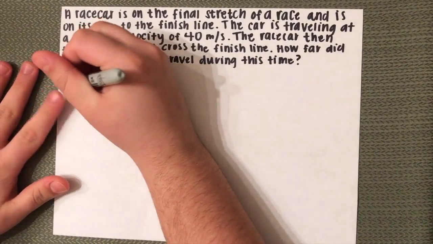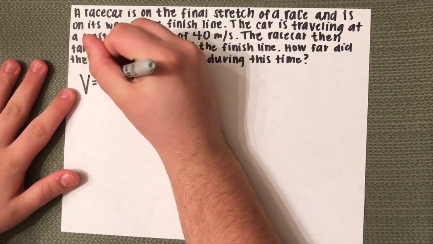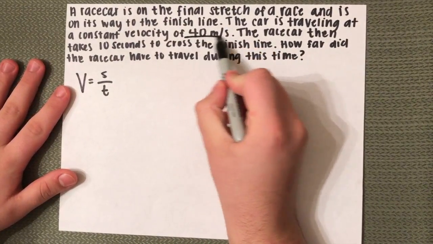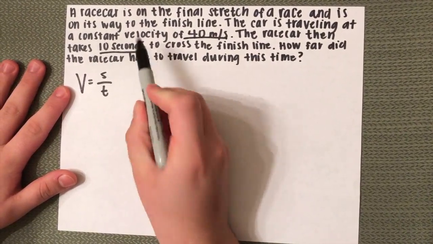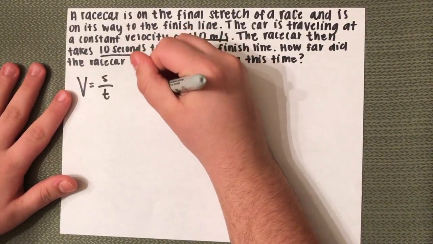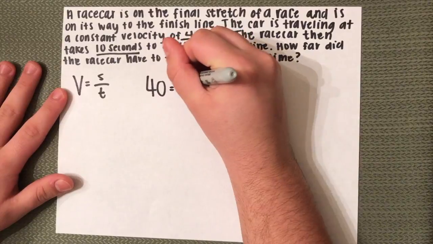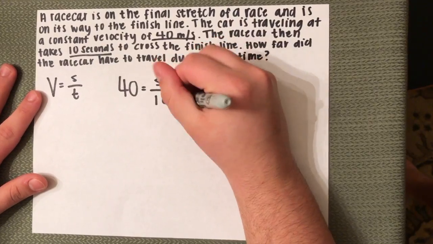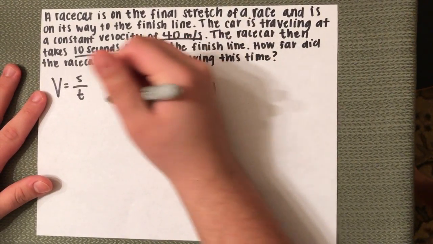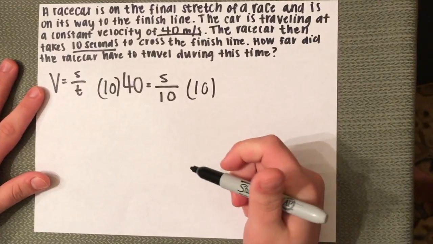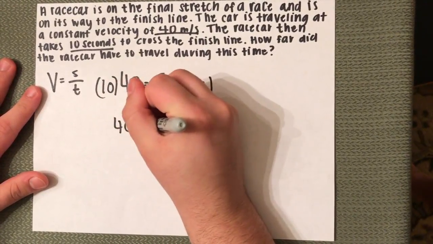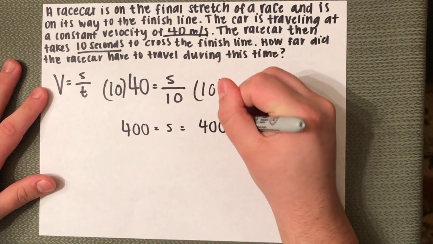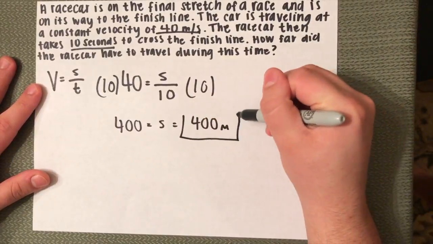So I'm going to start with the formula. Velocity equals displacement over time. And we have our velocity here at 40 meters per second, and we have our time, 10 seconds. So we can say 40 equals the displacement over 10. So now I'm going to multiply both sides by 10 to move this 10 over. And now we can say 400 equals S, which equals 400 meters.